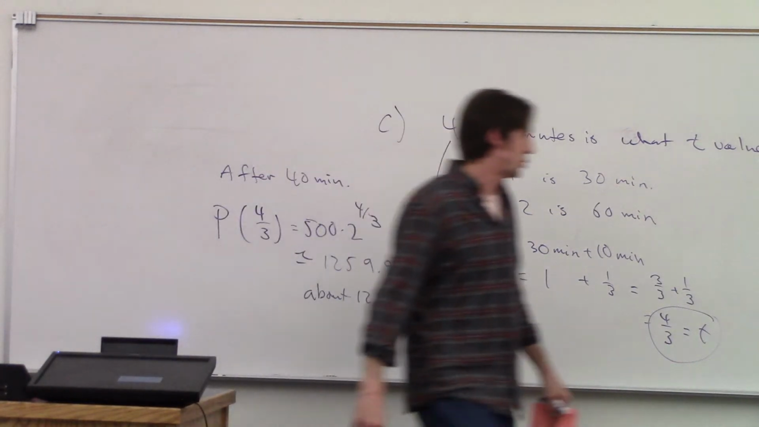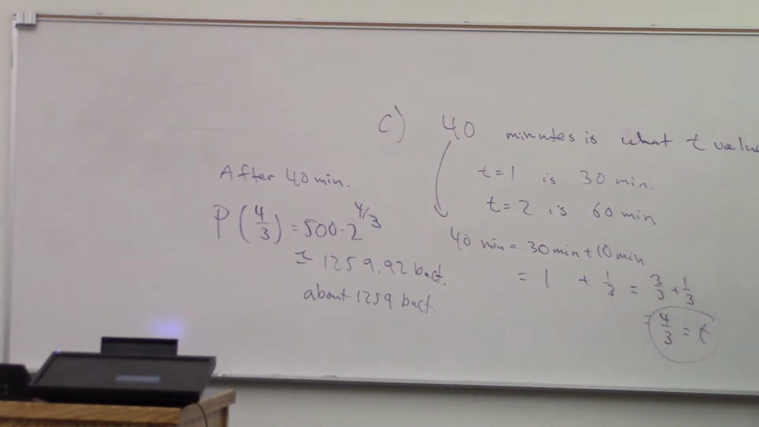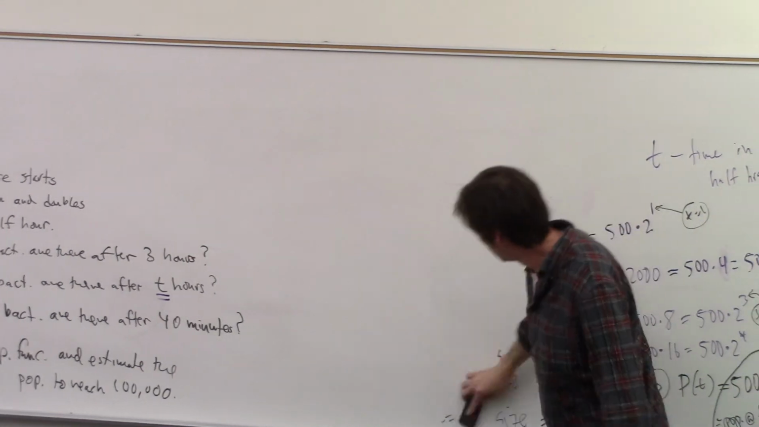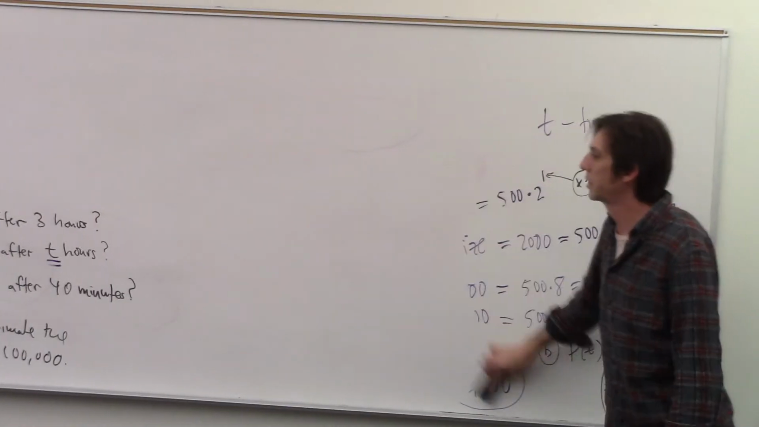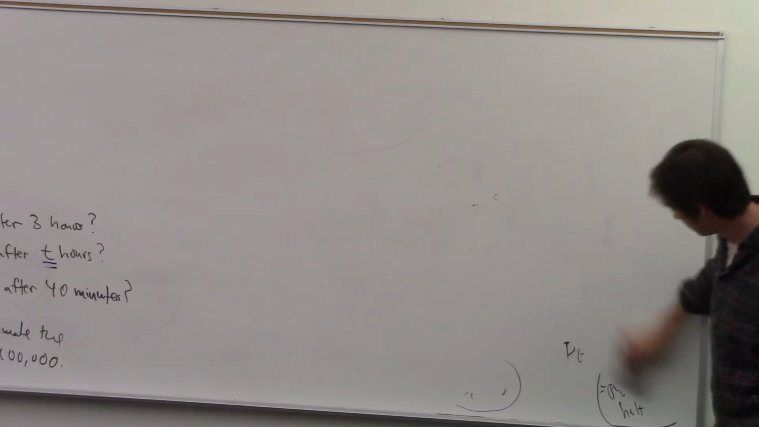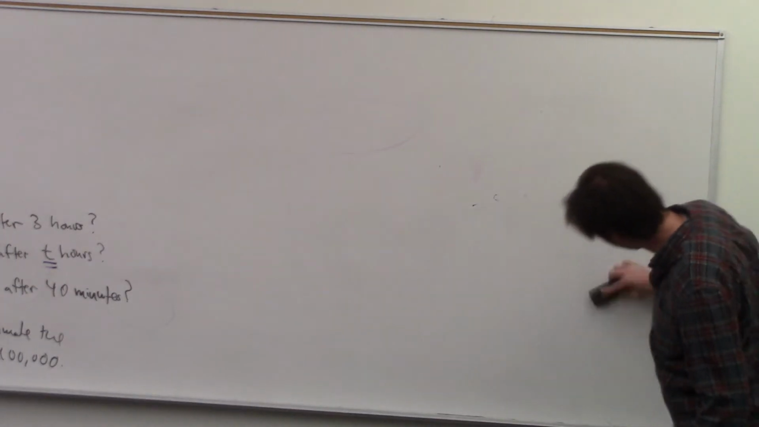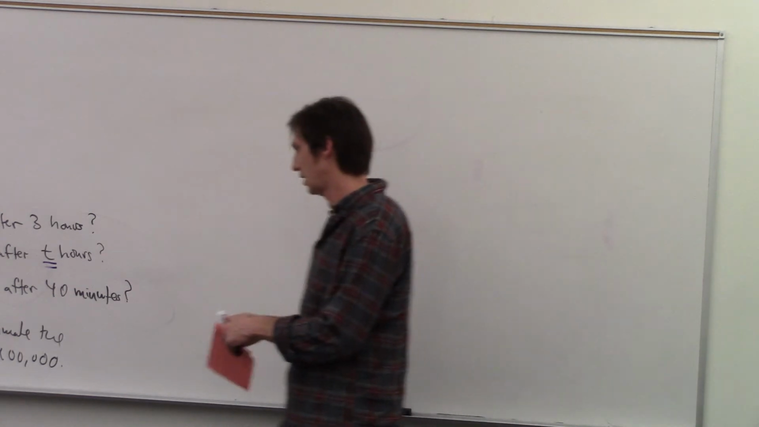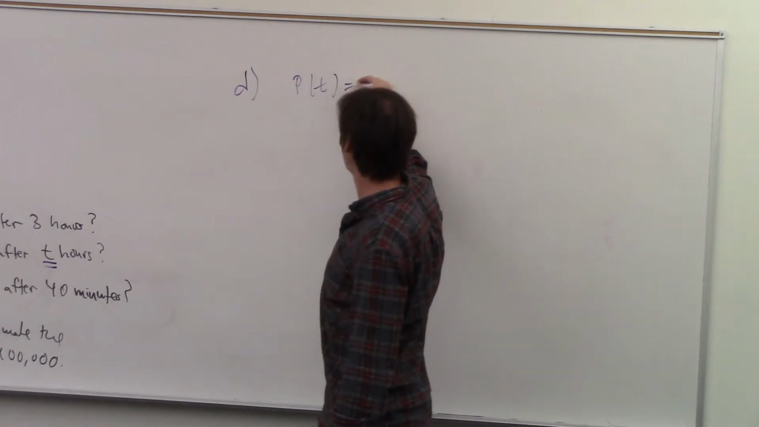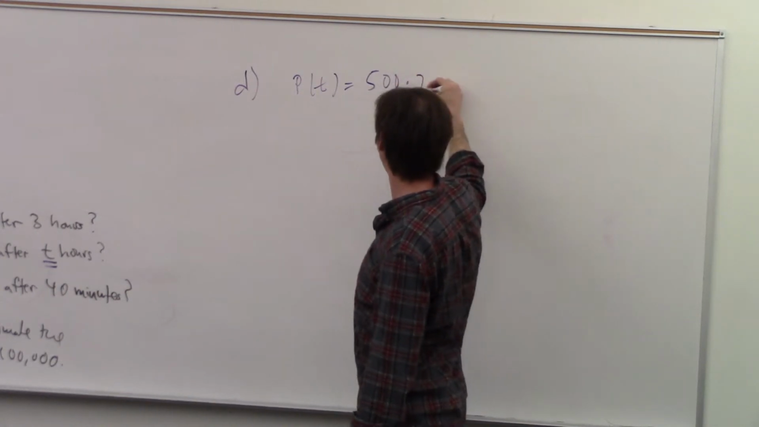And the last part, D. I want to graph the population function and then somehow estimate how long it takes for the population to reach 100,000. So in part D, my population function, here it is again, is 500 times 2 to the t.